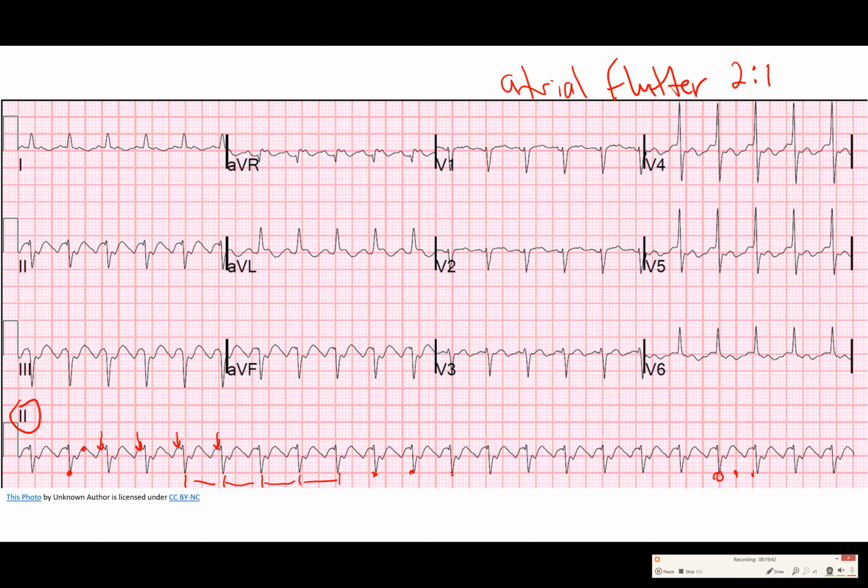You can have a 3-to-1 block, and your rate would be 100. You can have a 4-to-1 block, and your rate would be 75. So if you're seeing these funny-looking P waves, and you're not sure if they're P waves or not, but you have a number that's almost exact, 150, 100, 75, consider atrial flutter, which is what we see here.